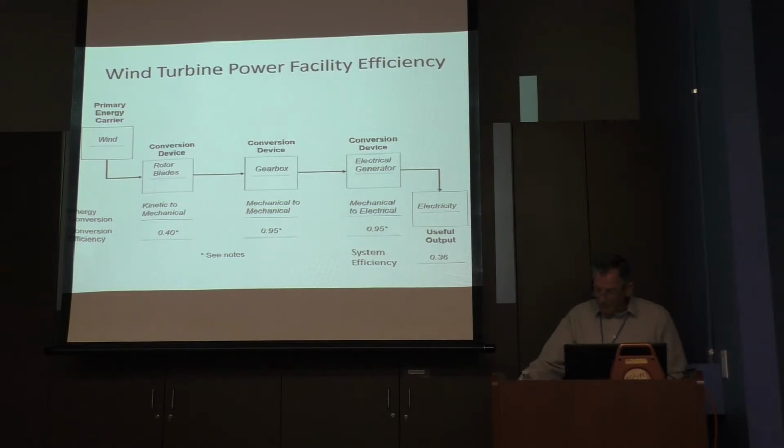Turns out the Betz limit specifies that no wind turbine can capture more than about 59% of the kinetic energy of the wind. That's when the exit wind velocity is about 30 to 40% of the incident wind velocity. Typically, however, wind turbines have a maximum efficiency of around 40%. And that's when the wind exit velocity is about 70% of the incident wind velocity. So 40% is the number that's used there for the kinetic to mechanical conversion.